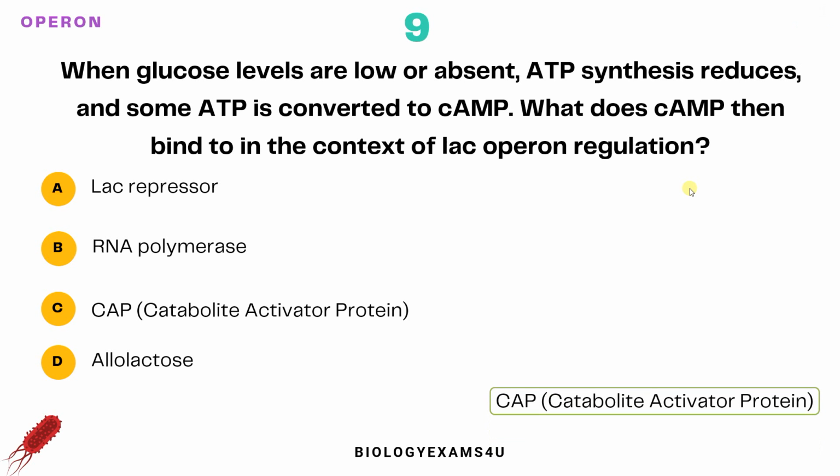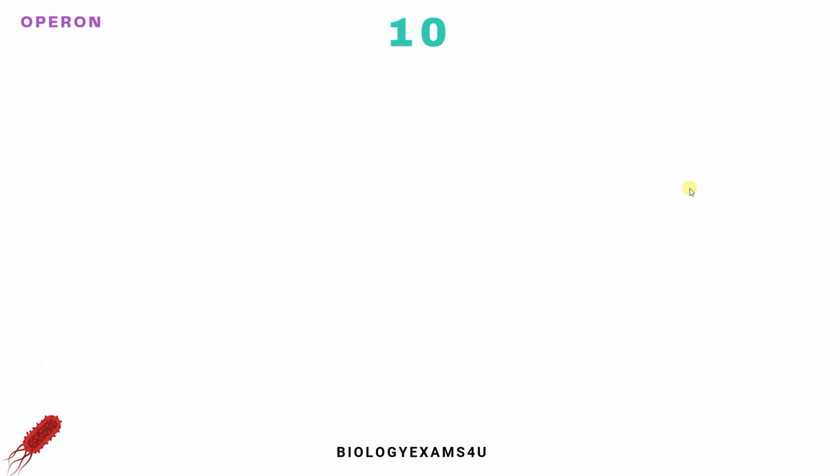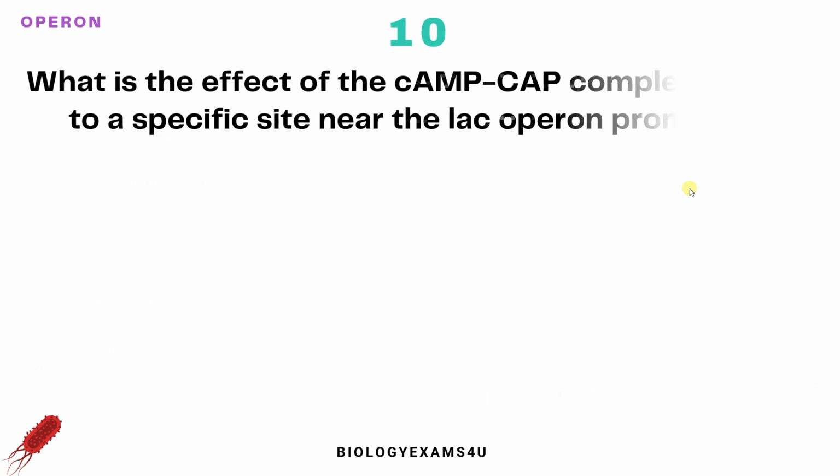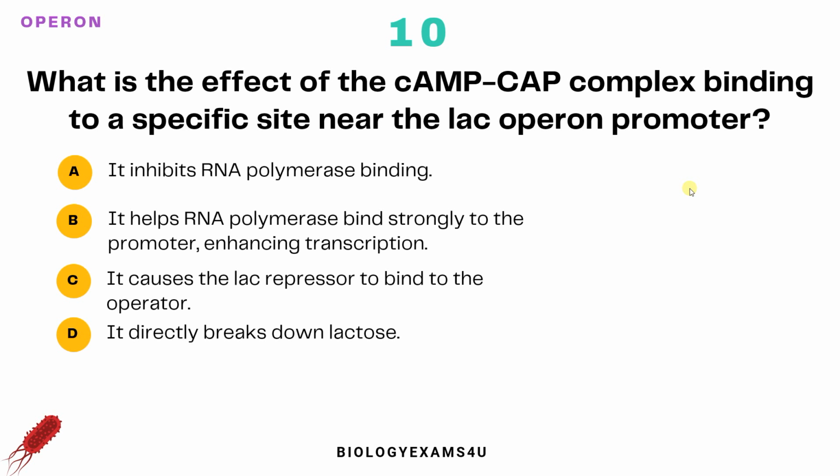The correct answer is CAP or catabolite activator protein. Question number 10. What is the effect of cAMP-CAP complex binding to a specific site near the lac operon promoter? Option A, it inhibits RNA polymerase binding. Option B, it helps RNA polymerase bind strongly to the promoter, enhancing transcription. Option C, it causes a lac repressor to bind to the operator. Option D, it directly breaks down lactose.